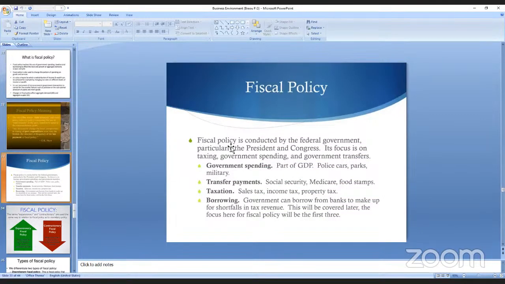And one more, we'll see that fiscal policy is conducted by the federal government, particularly the president and the Congress. Its focus is on taxing, government spending and government transfers. So here, government spending and government transfer are the two things where fiscal policy concentrates. Government spending is more on police, cars, parks, military, GDP, because they want security.